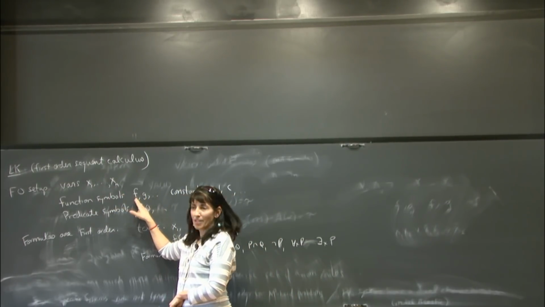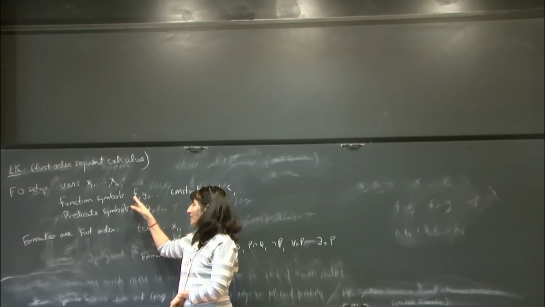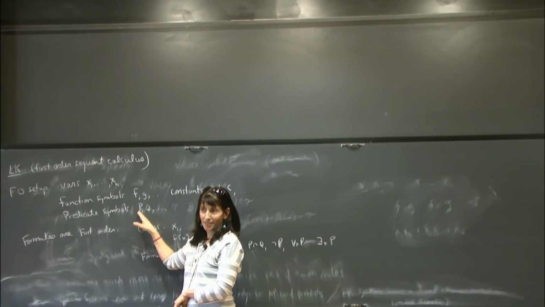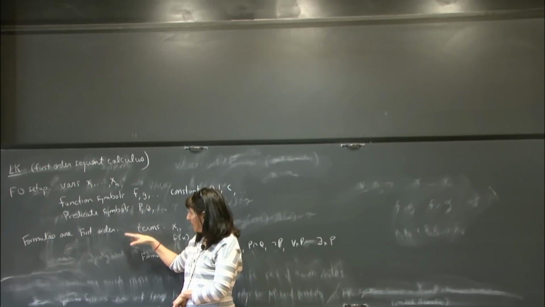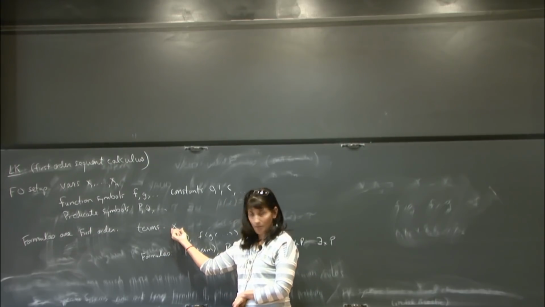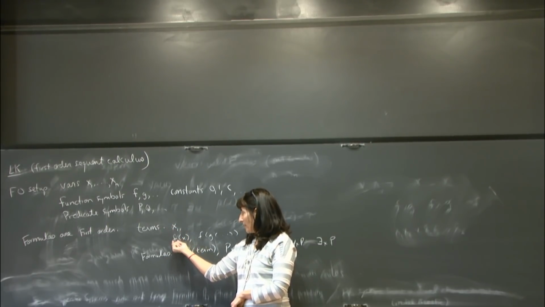Typically this would be plus and times, representing plus and times and successor, and predicate symbols like less than or equal. And first order formulas: you have terms. Terms are either variables or they're built up by applying functions.